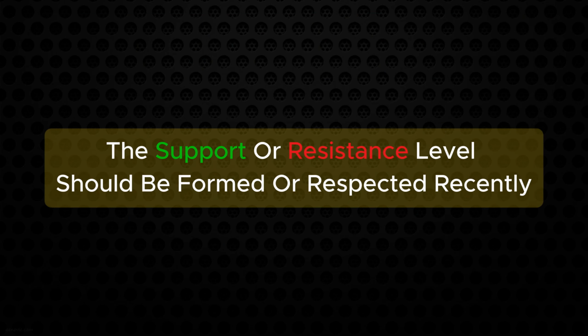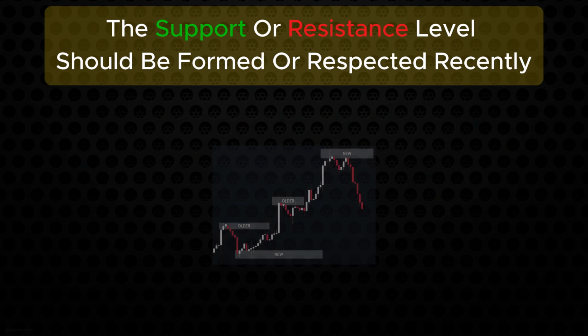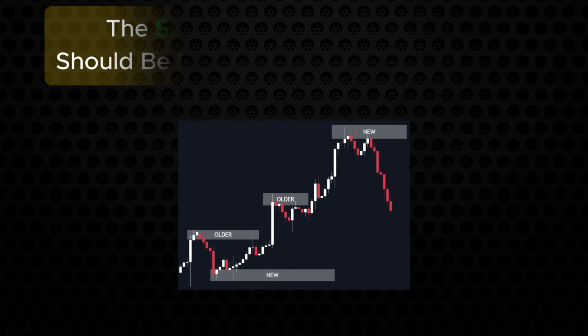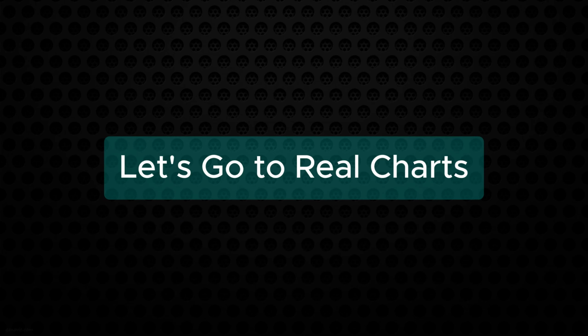Fifth, the support or resistance level should be formed or respected recently. It will tell us that the level still has buyers or sellers active at that point, because the latest support and resistance levels are more important than older ones. Now, we will go to real market charts to learn everything practically.